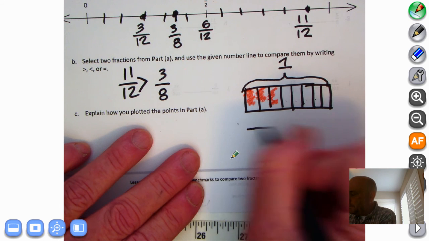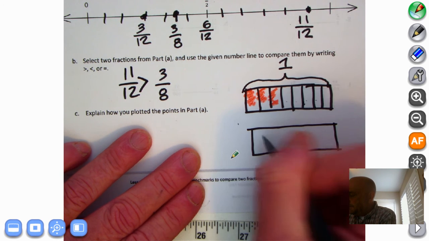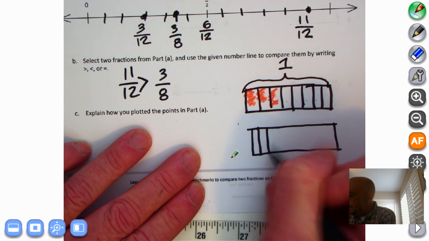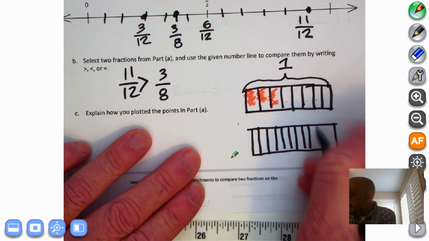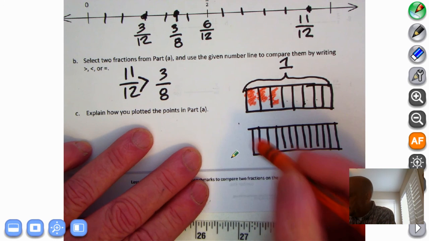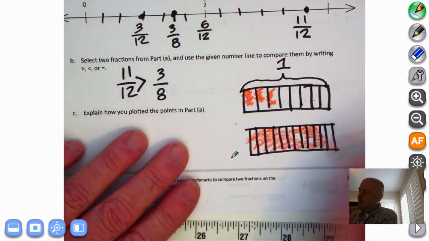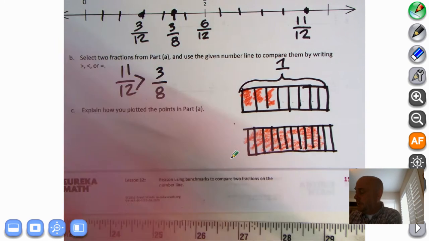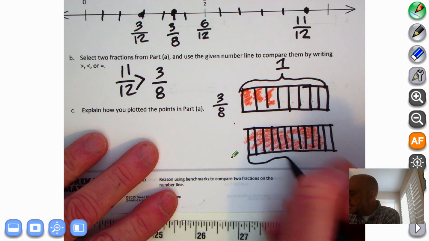On 11/12, smaller units, 1, 2, 3, 4, 5, 6, 7, 8, 9, 10, 11, and 12. And if we had 11 of these going, look at that, nearly 1. So this is 3/8, and this is 11/12.